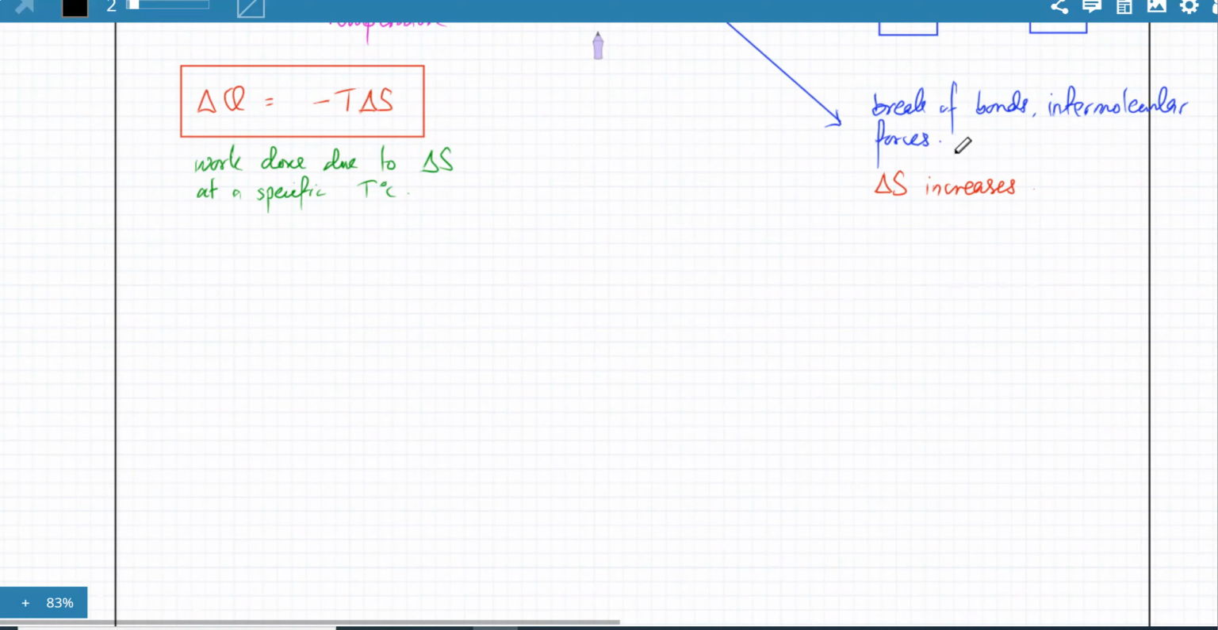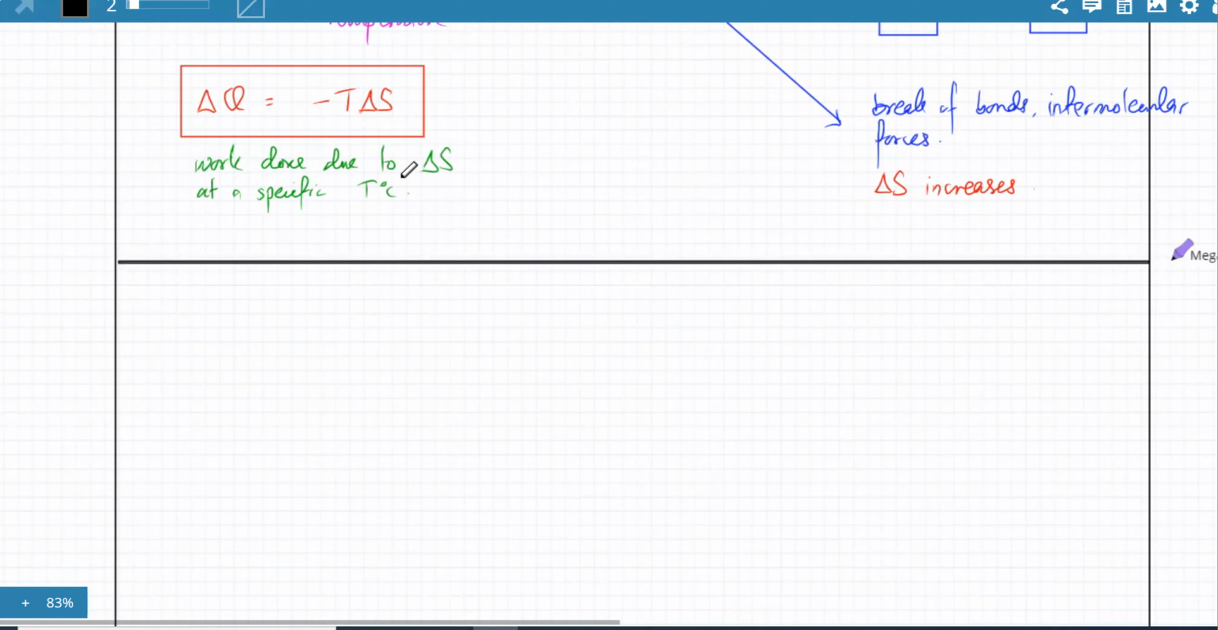And I told you about this. I just rewrote the expression. I told you that the work that's done due to entropy change, that's minus T times delta S. Okay, so we talked about that as well. Now, the second type of question is that you'll be asked to measure or calculate. You'll be asked to calculate delta S.